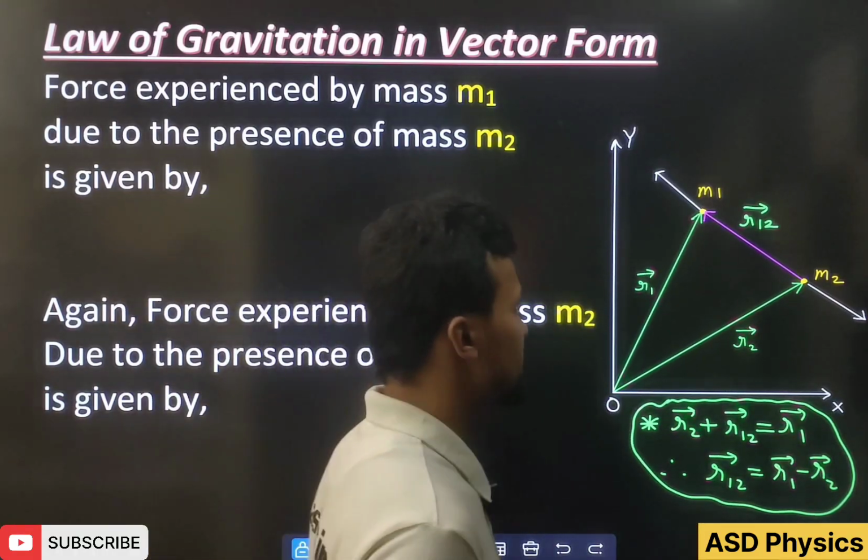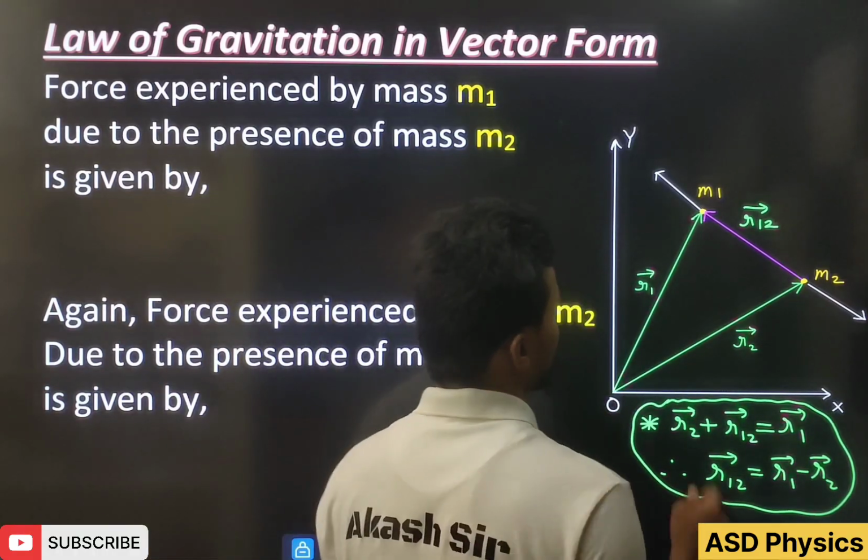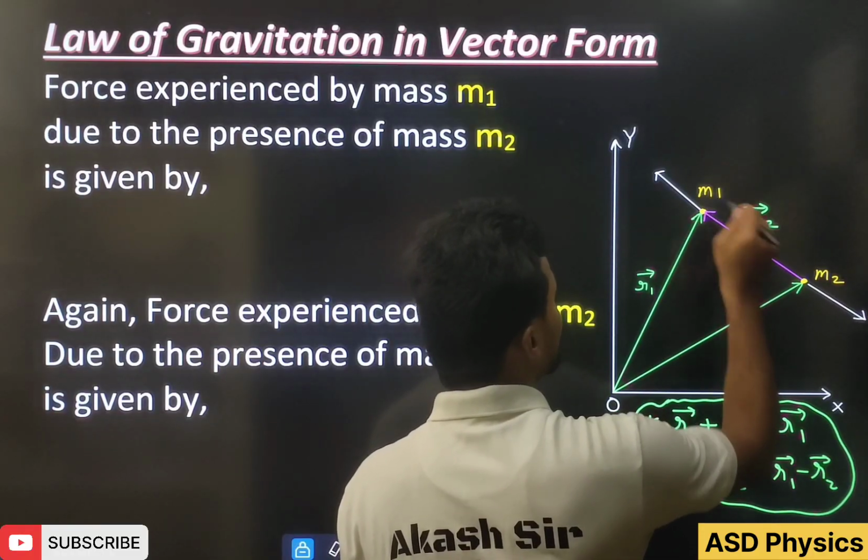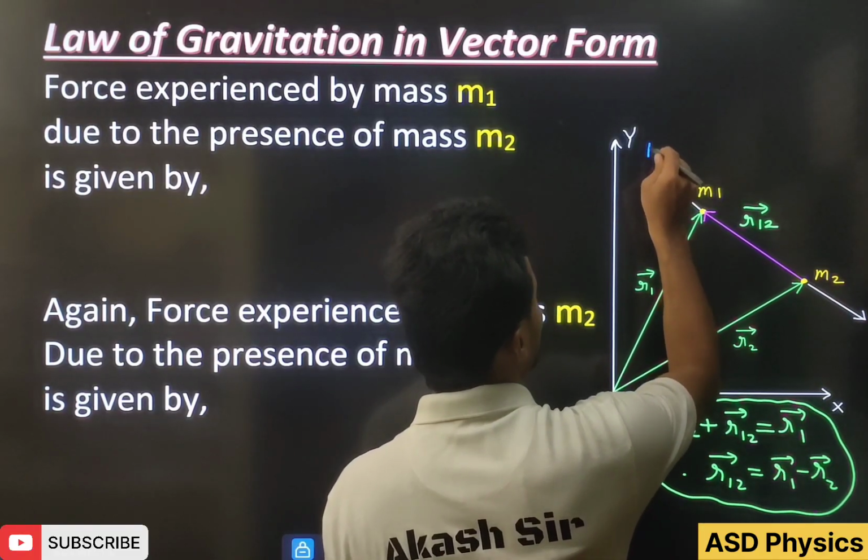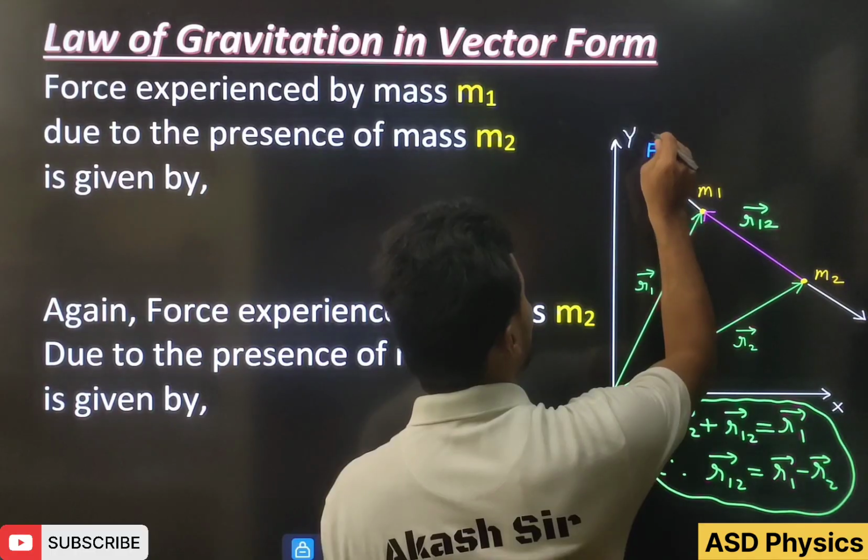Okay, now after that, let's see here, this is the vector r12. So what will happen now: this m1 will experience force due to m2 in which direction? This direction, I will write here F12.